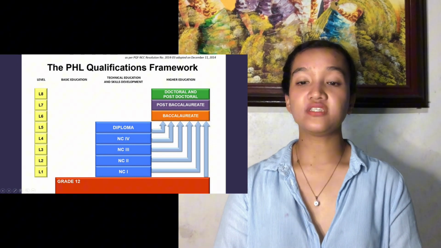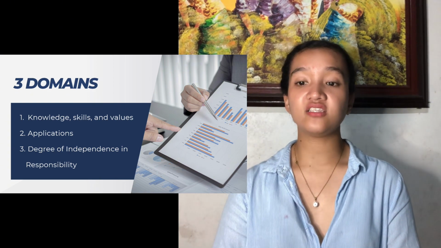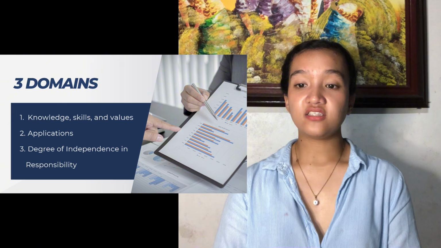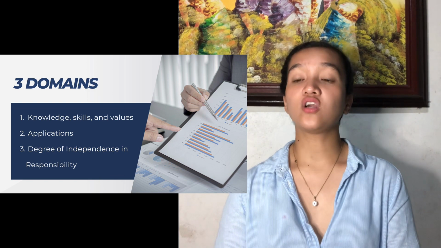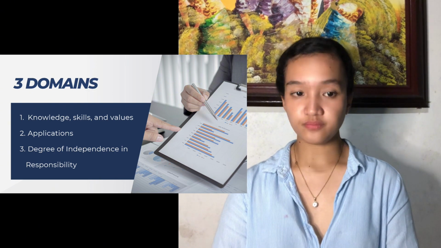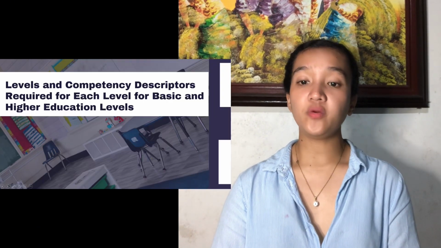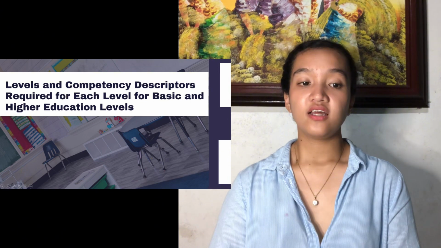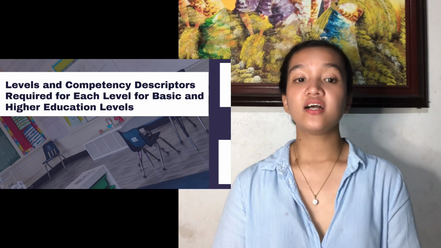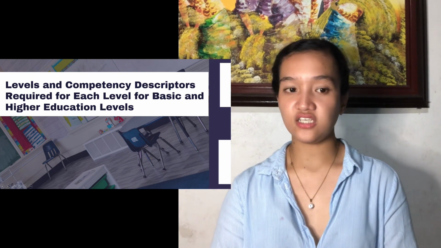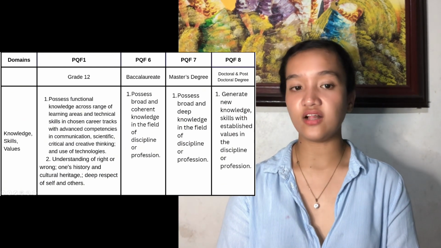And now we will proceed to the domains. The 3 domains help us to identify what we are going to do in different levels. And we will now proceed to the levels and the competency descriptors required for each level for basic and higher education. First, we have these domains, which are knowledge, skills, and values.